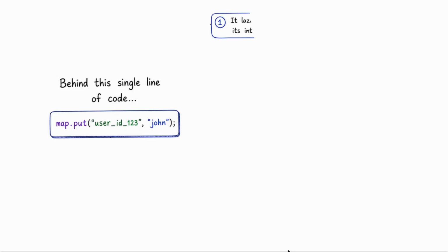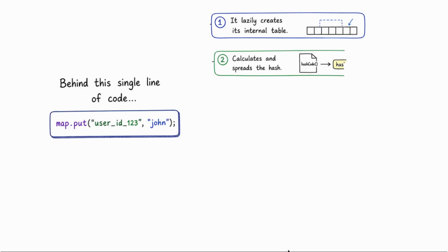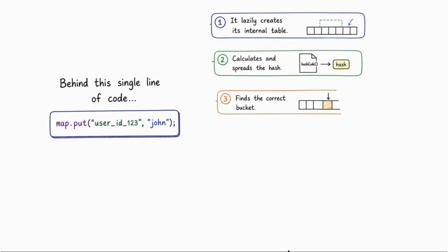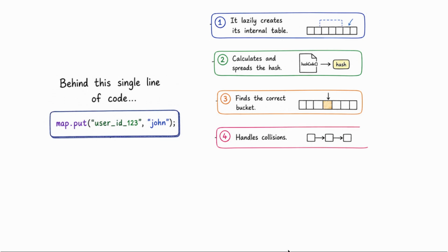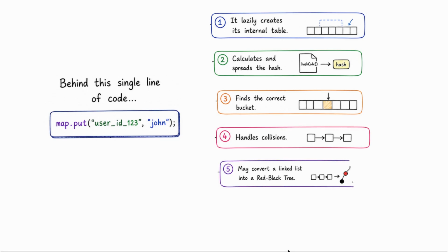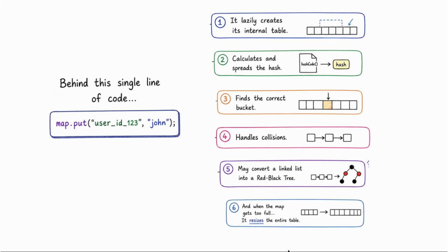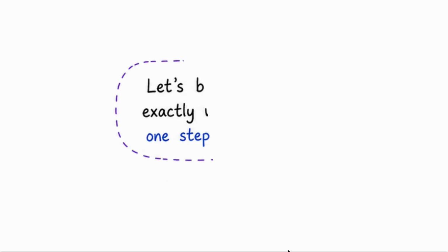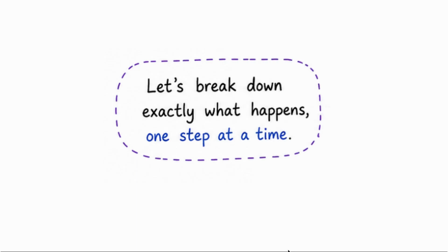It lazily creates its internal table, calculates the hash, finds the correct bucket, handles collisions, may convert a linked list into a red-black tree, and when the map gets too full, it resizes the entire table. Let's break down exactly what happens one step at a time. Let's start with this line.